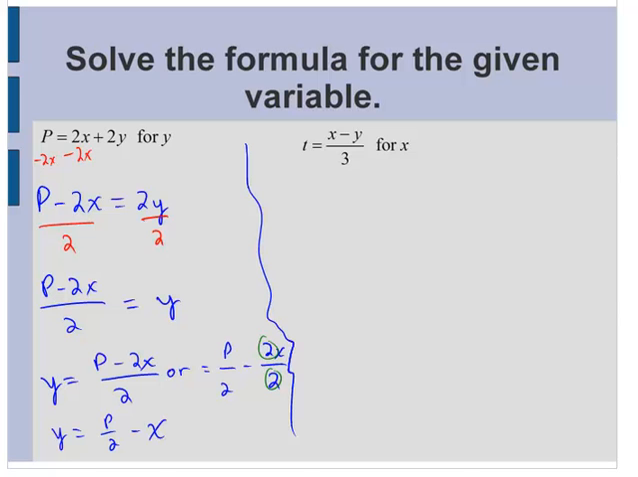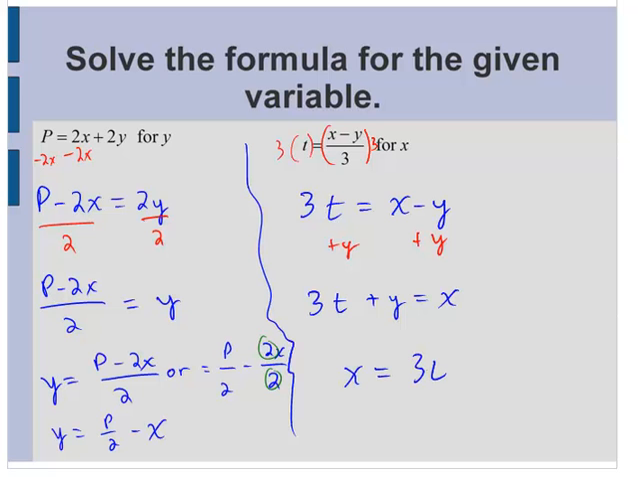So let's undo those. Let me multiply by 3 to get rid of the division by 3. So I have 3t is x minus y. Adding y to both sides, I have 3t plus y is x, or x is 3t plus y.